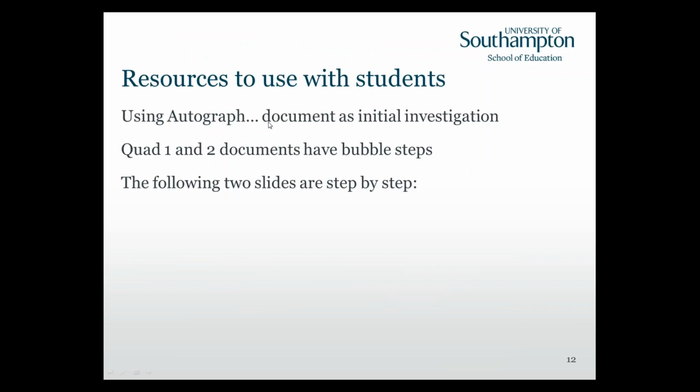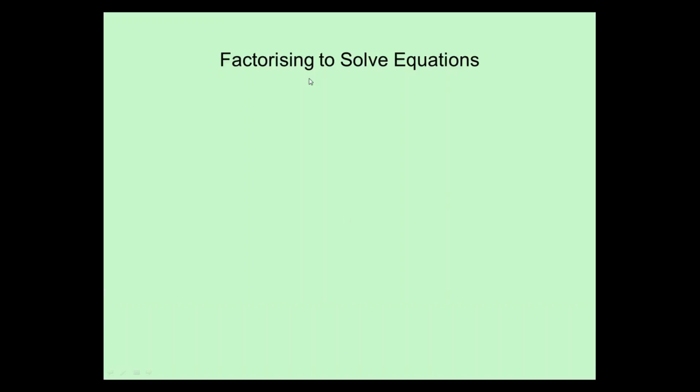So I've uploaded some resources. There's one where you can use Autograph or some sort of graphing package where they start from graphing and move towards the algebra. Or there's one that has little bubble steps to help them factorise step by step. Or there's the next 2 slides which I have, which are step-by-step factorising of a trinomial like this. A trinomial just has 3 terms. A binomial has 2 terms.